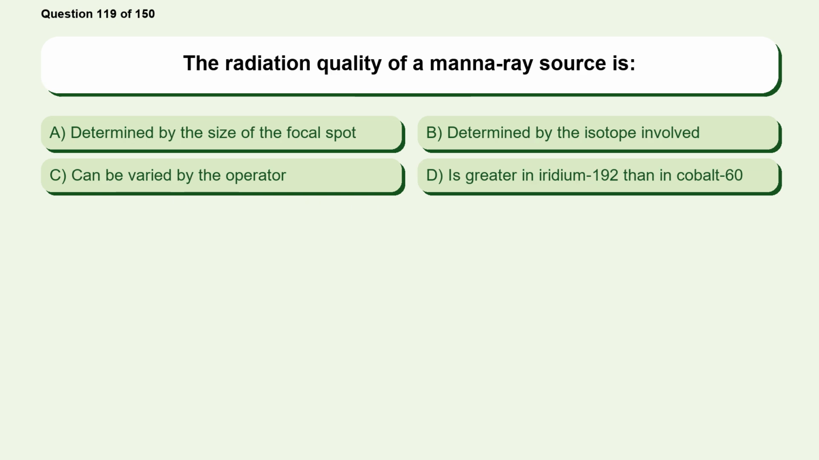Question 119. The radiation quality of an X-ray source is Option A, determined by the size of the focal spot. Option B, determined by the isotope involved.